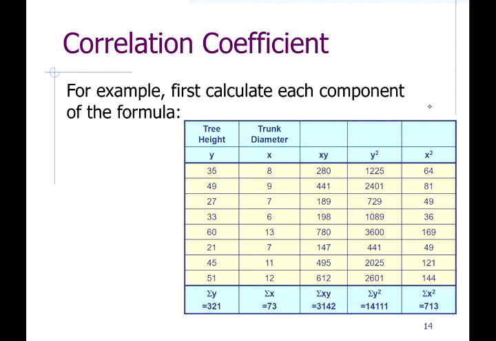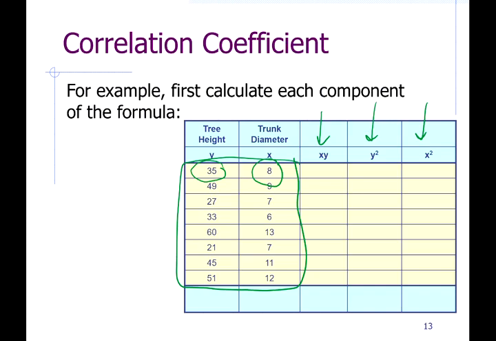Let me go back a slide. This first value, xy, would be 35 times 8. This value would be y squared, so 35 squared. And this value, x squared, would be 8 squared. For each pair of values, we calculate each of those 3 quantities, and then we add them up.